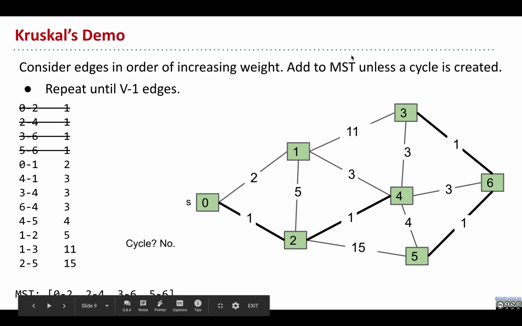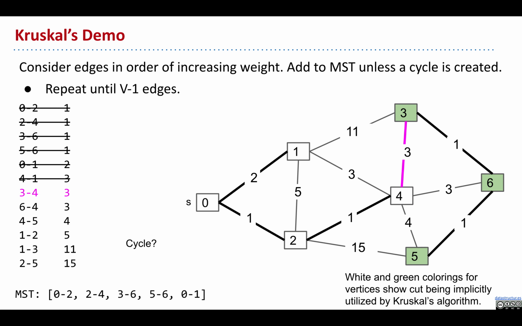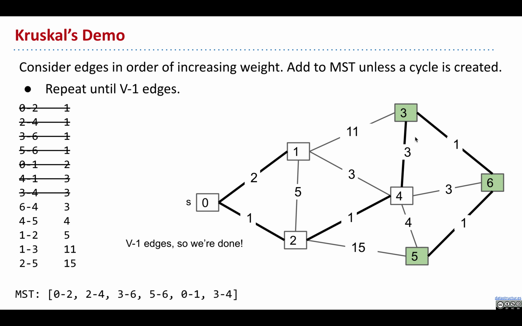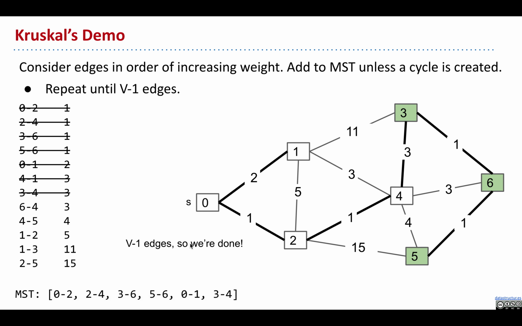Okay. So I'm going to go through, we just skipped this edge. We're going to consider 3, 4 now. 3 and 4 are not connected because they're in 2 different sets. So that one will be added. We're at v minus 1 edges, which means that we are a tree. So we're done here. So you don't have to look at any of the other edges.